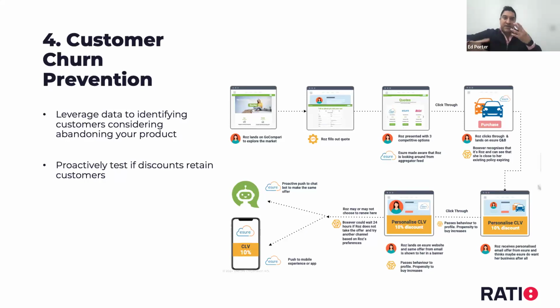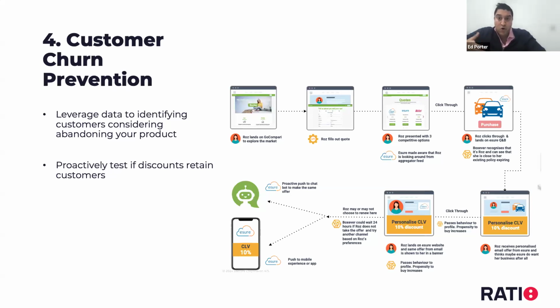So I think just to get your head around an example that all of us are probably used to, let's say you've got an insurance renewal coming up. You're probably going to go on a comparison website, you fill out a quote, you're then presented with the best three. You click through, and in this example, let's say you're the insurer, they come through to your website.